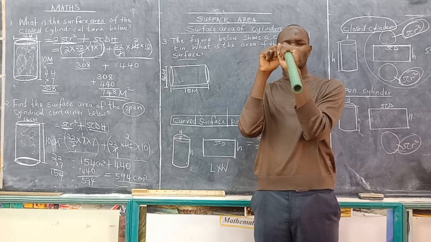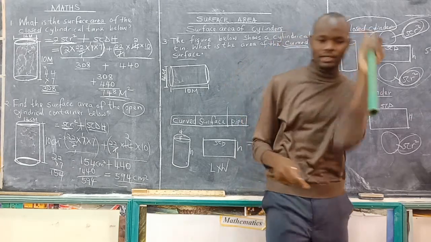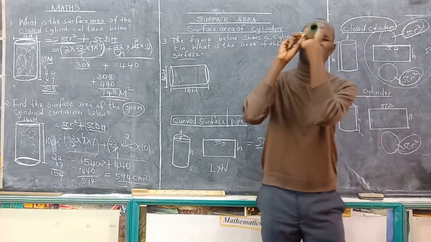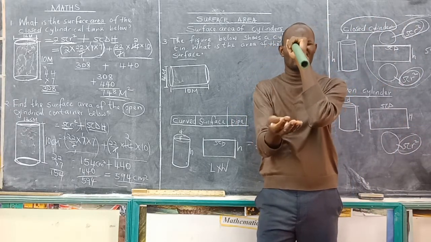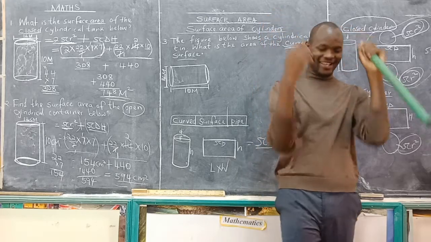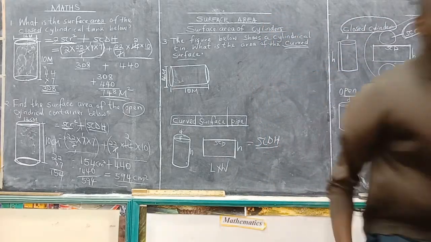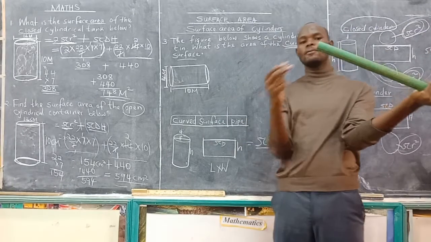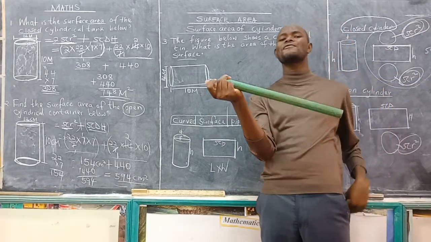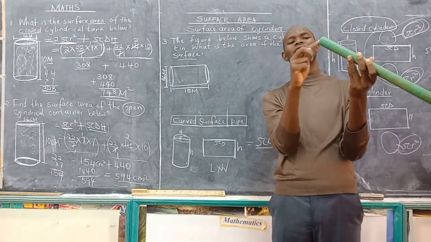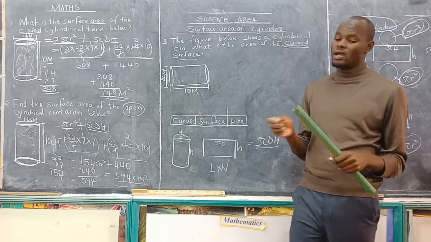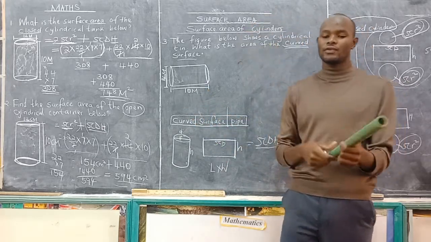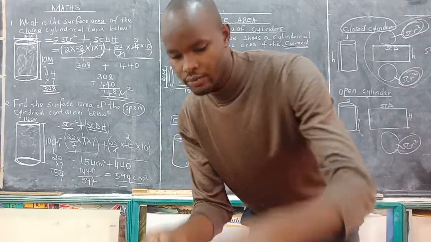If I put this piece of chalk here, it can go to the other side because there's no circle. Remember, surface area means the surfaces. This surface, there's nothing. So you are not using pi r squared anywhere. You're just getting the area of the curved surface.